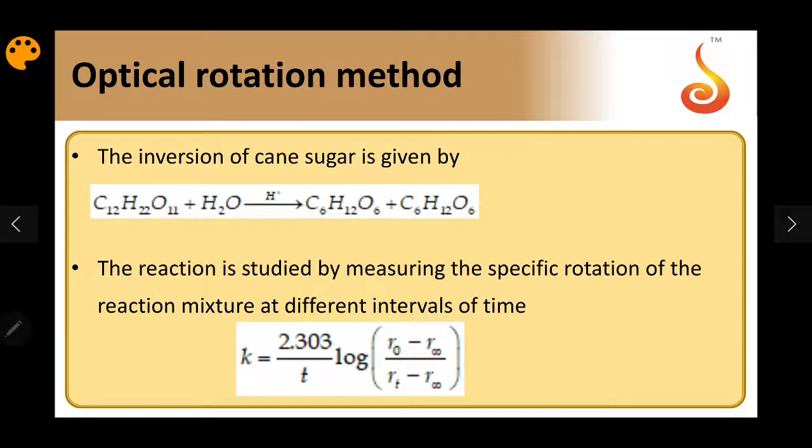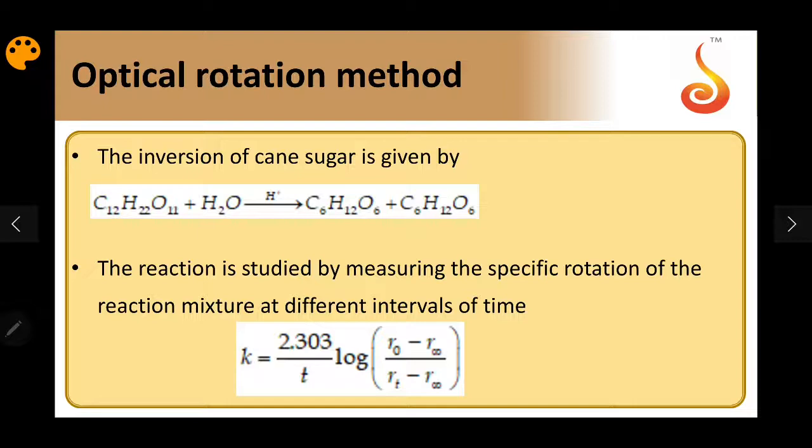Optical rotation method. All of us know the inversion of cane sugar is a process where the dextrorotatory reactant becomes a levorotatory product. Sucrose is dextrorotatory; glucose and fructose are the products. Glucose is dextro but fructose is levo. The magnitude of rotation of fructose is more than glucose, so it becomes levorotatory. So it is studied by measuring the specific rotation of the reaction mixture at different intervals of time.